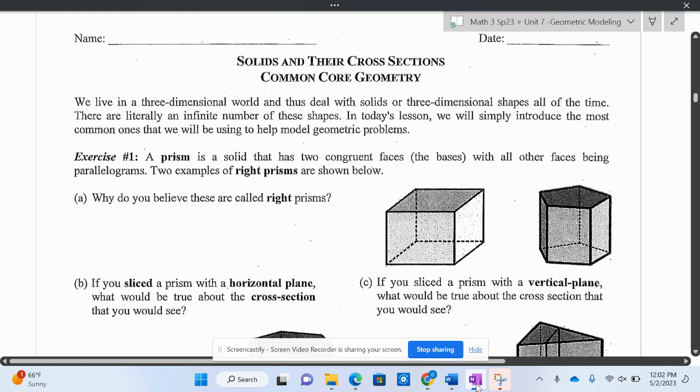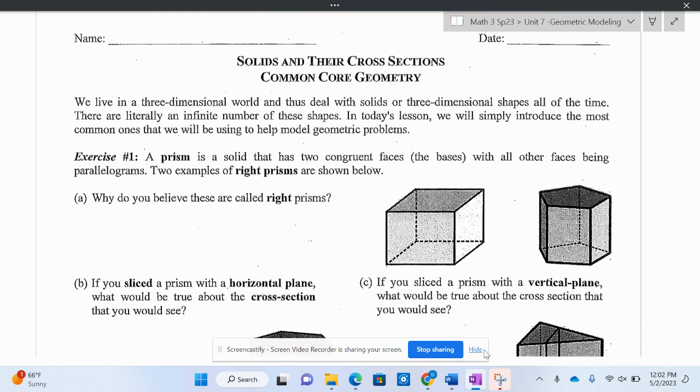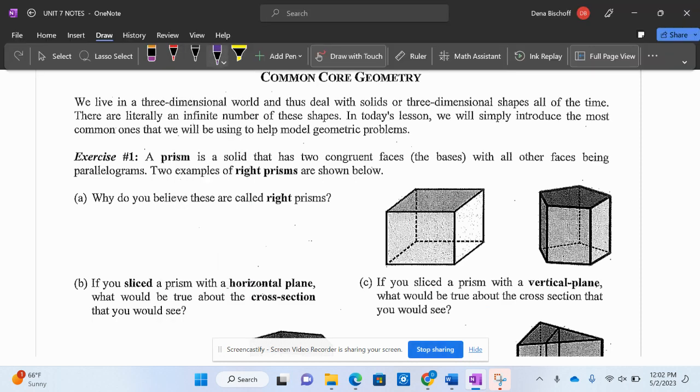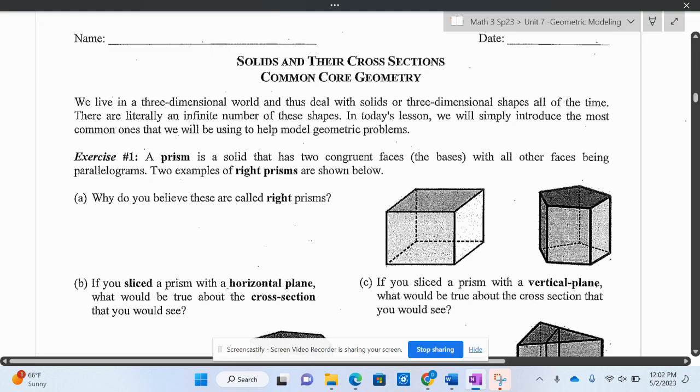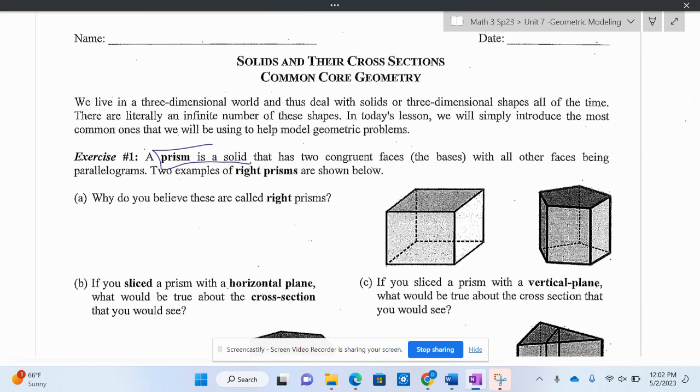Okay. So today we're talking about solids and their cross sections. We need to remind you of some shapes that you probably learned in 7th or 8th grade. So a prism is a solid. I would underline the word prism.